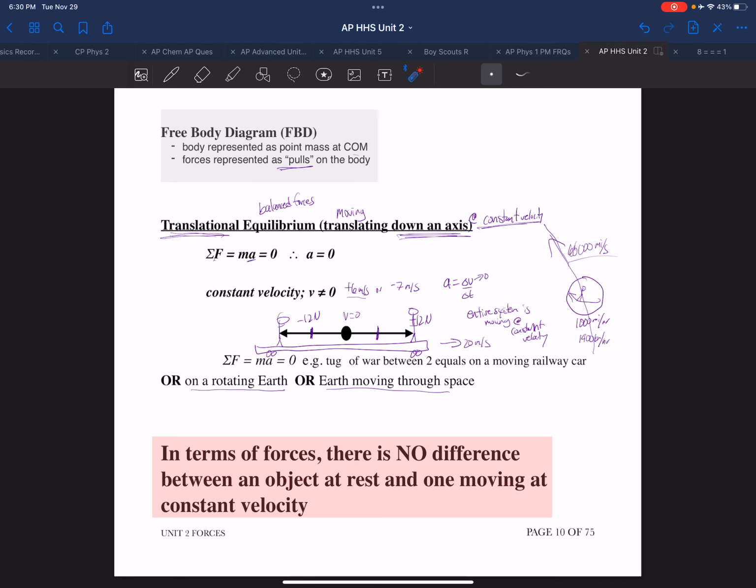And that is one of the most difficult things that we have to overcome when we are first learning physics: that in terms of forces, there's no difference between a constant velocity of 0 and a constant velocity of, say, 9 meters per second.